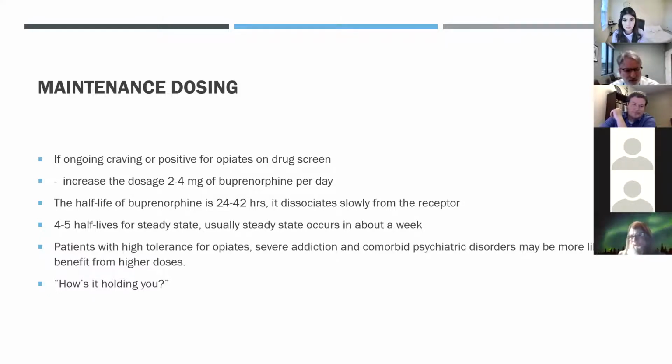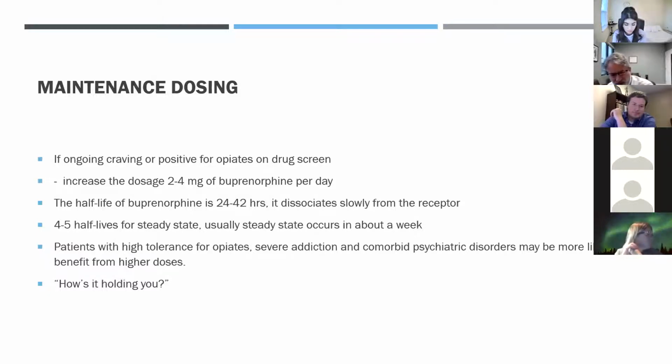And then patients with high tolerance for opiates, severe addiction, and comorbid psychiatric disorders may be requiring higher doses of medication to do well. And so you want to keep those 3 populations in mind: high tolerance for opiates, severe addiction, and comorbid psychiatric disorders.